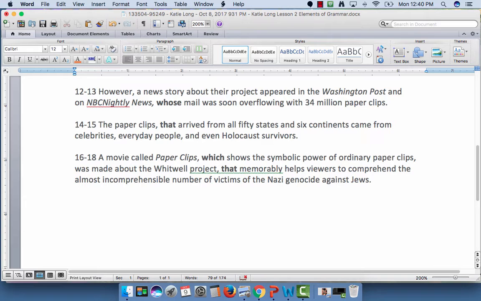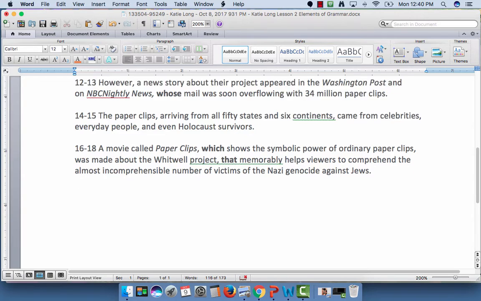I don't want to go into this one here. The paper clips that arrived from all 50 states and continents came from celebrities, everyday people, and even Holocaust survivors. We want to get rid of that. And we want to put this after, the comma after, because we've got this renaming paper clips. The paper clips, what about them? They're arriving from 50 states and 6 continents.